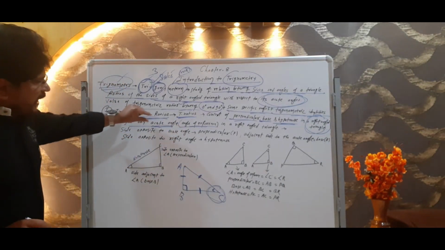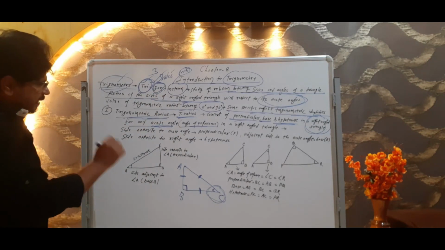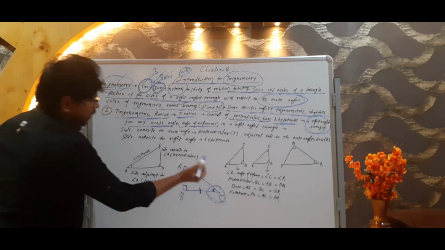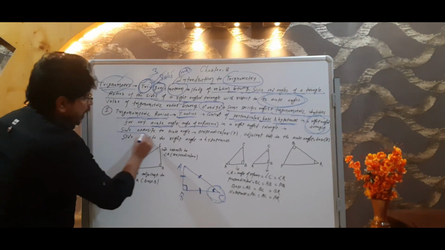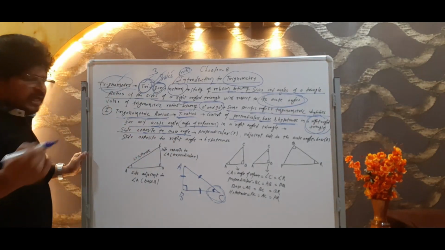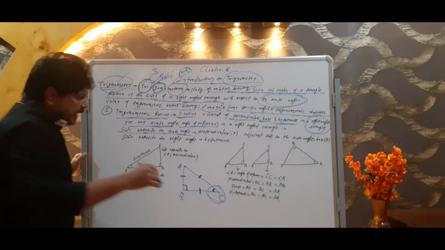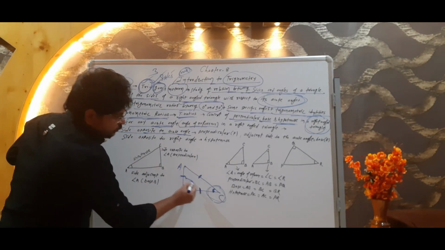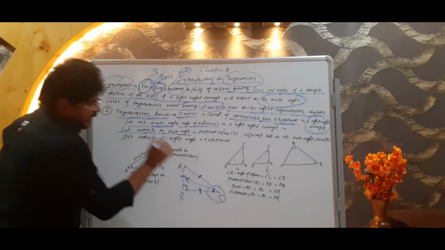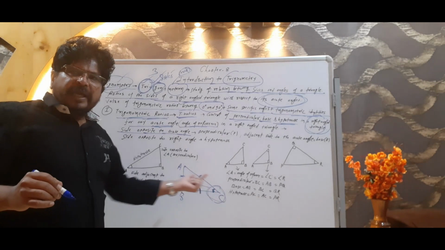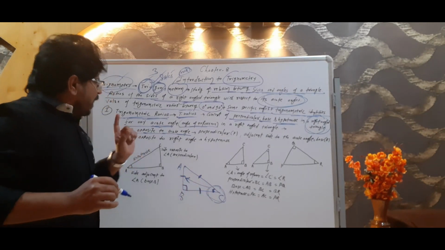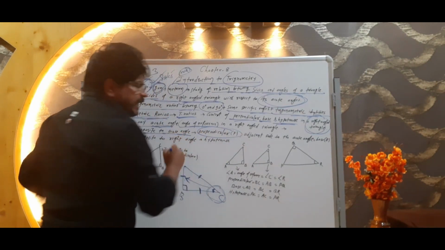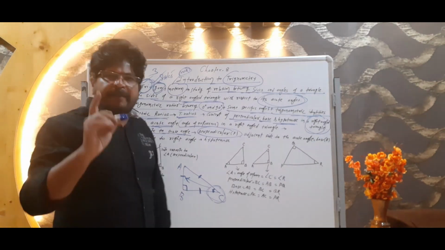Now we are going to study any acute angle in a right angle triangle. Look, this is acute. Now the concept is this: the side opposite to the acute angle. This is the acute angle, and the side opposite to this, you can see, is the side opposite to the acute angle. The side opposite to the acute angle is called perpendicular, and we denote it by capital P.